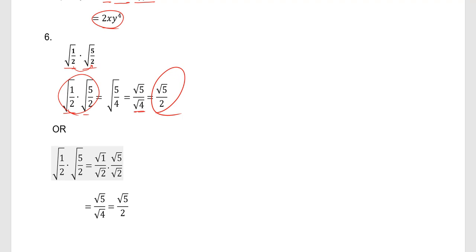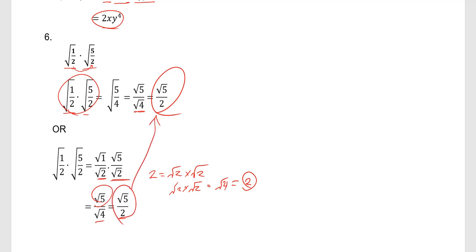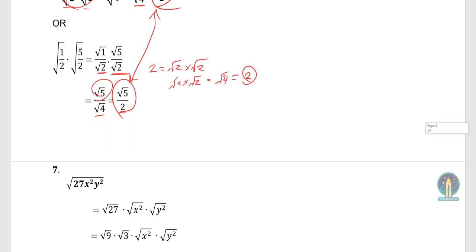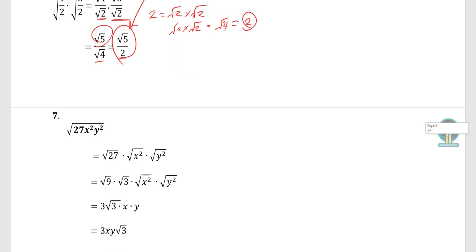So radical 1 times radical 5 is radical 5. So radical 2 times radical 2. Again, we can just say this is equal to 2, right? Because 2 is equal to square root of 2 times square root of 2. Or we could say square root of 2 times square root of 2 is equal to square root of 4, which is equal to 2. Okay, same thing. So we still end up with square root of 5 over 2. Same answer, two different approaches. Either of them may be useful at one point or another. So it's nice to know both.